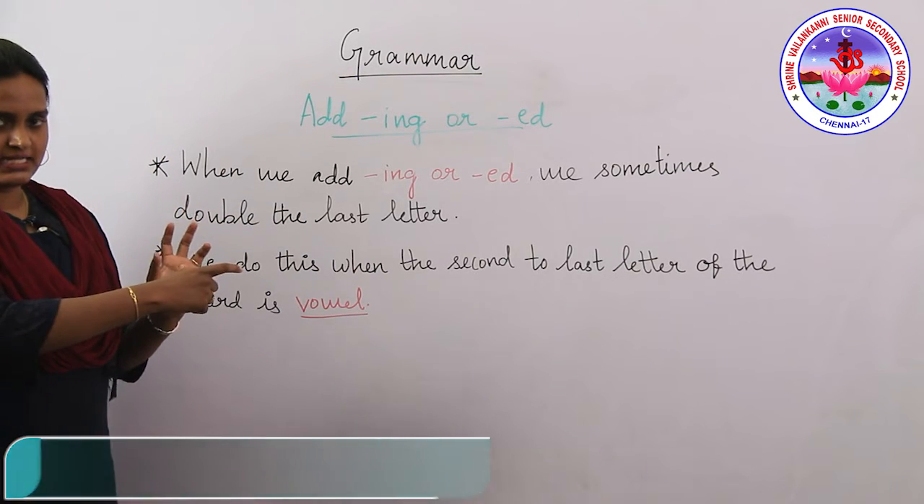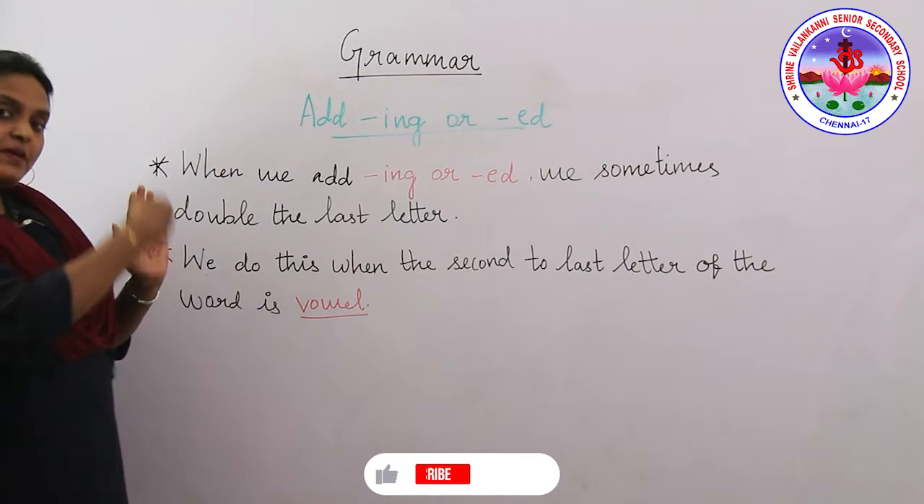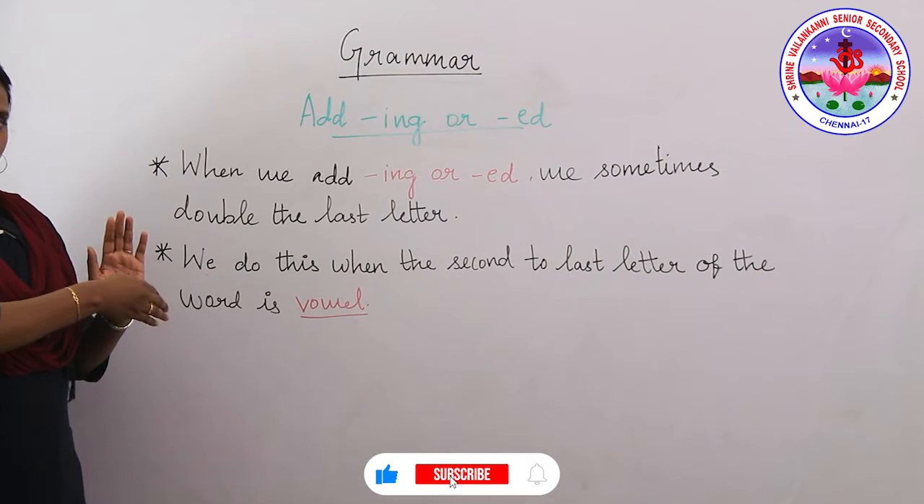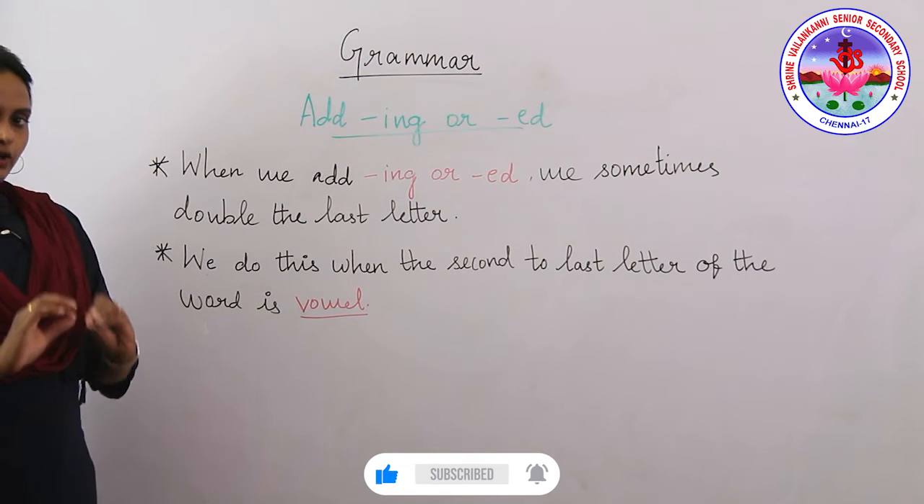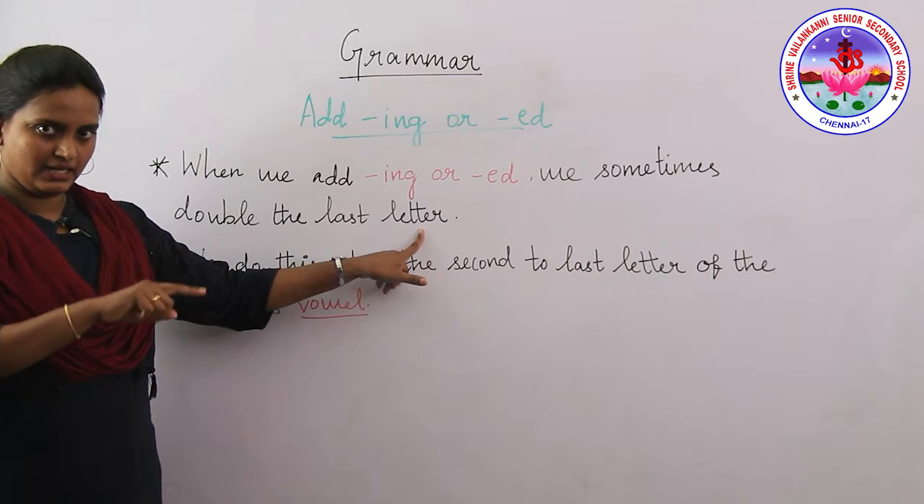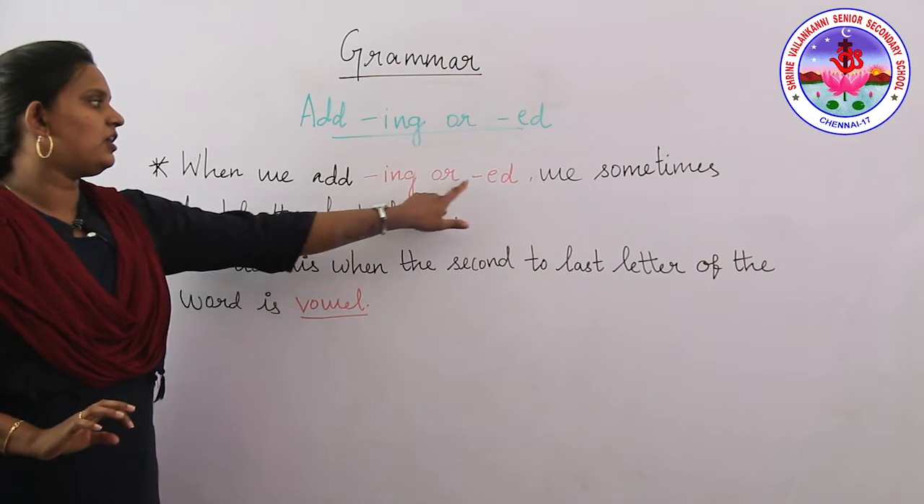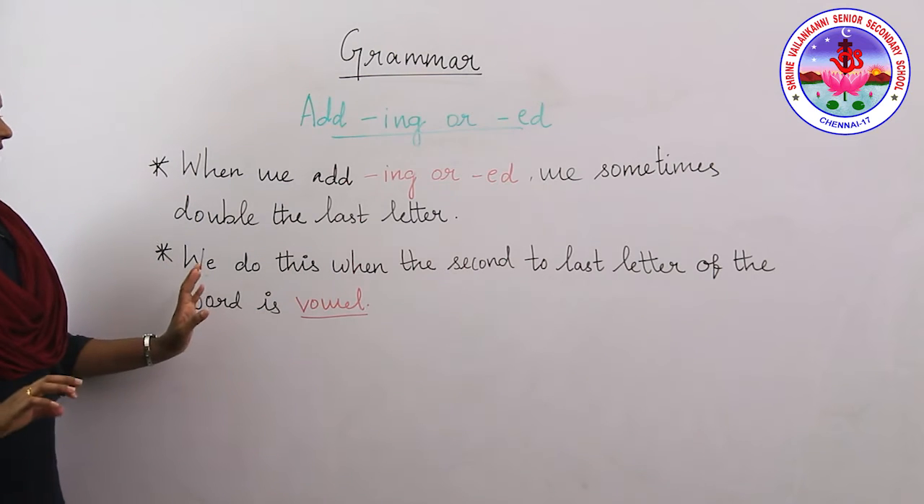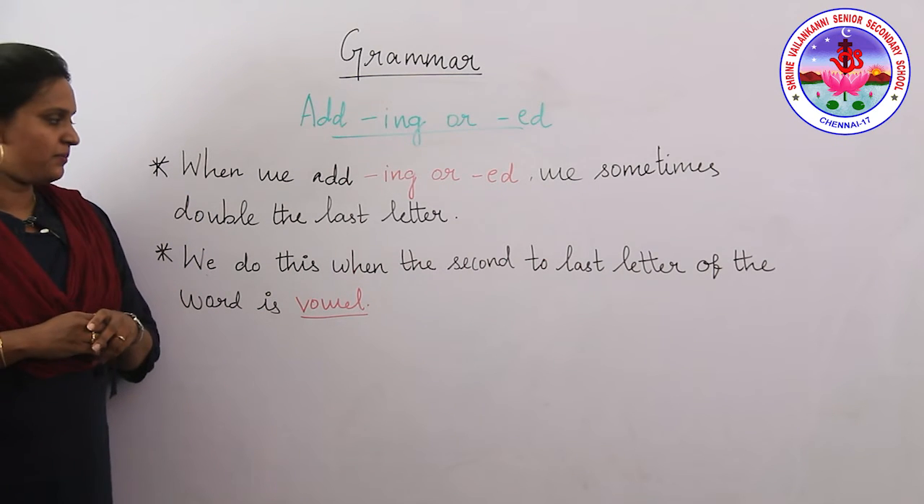So we have a last letter. So the letter before the last should be a vowel. If it is a vowel, then what you have to do? Double the last letter, then add ing or ed. So this is the condition. Now we will see some examples for this.